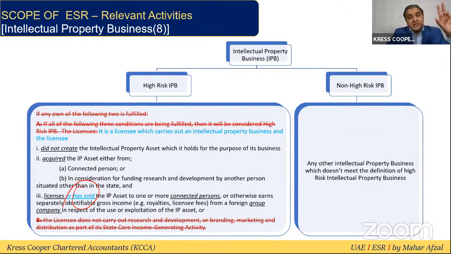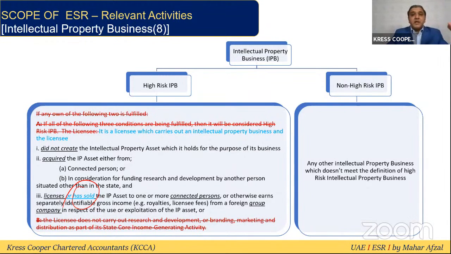So if this asset has not been created by the licensee, has been taken from a connected person, or has been taken through the funding of research outside the UAE, and this asset is being leased, licensed, or sold to a connected person, or this asset is being given to a foreign connected person, then it will be considered that the licensee is involved in the high risk IP business. Otherwise, it will be considered that the licensee is doing non-high risk IP business, subject to the condition that income from the relevant intangible assets is identifiable.